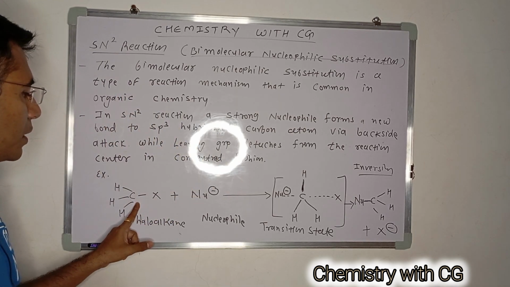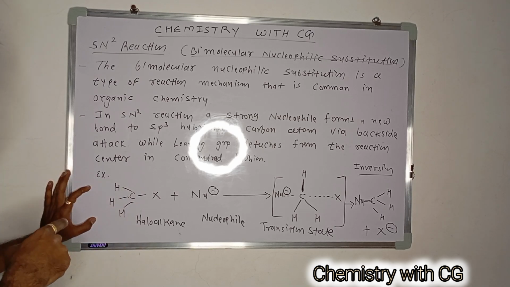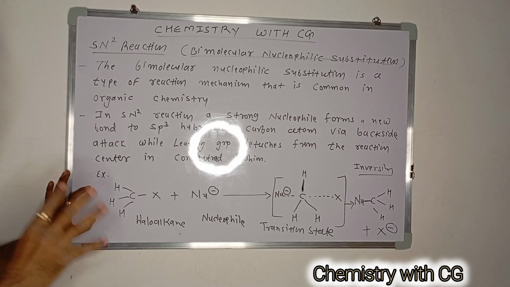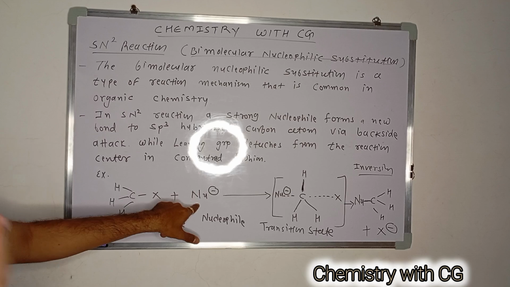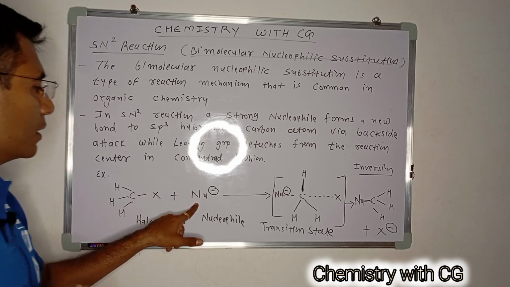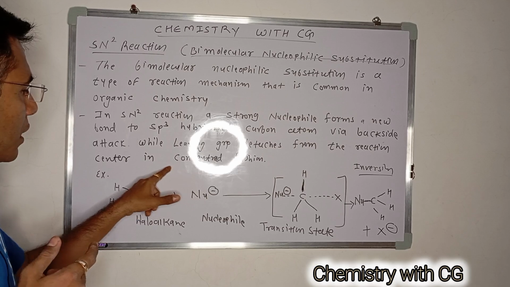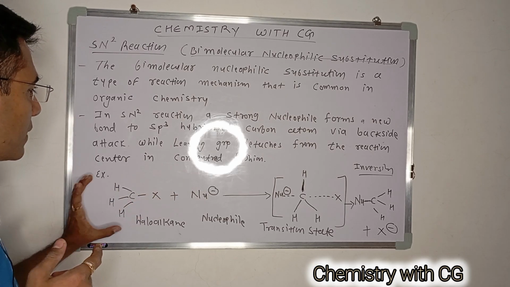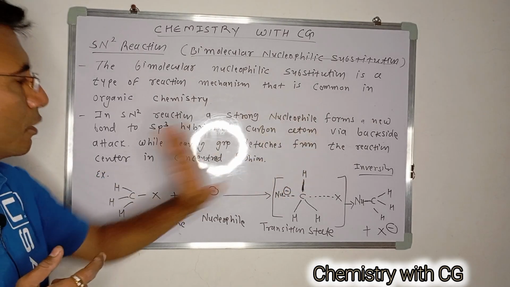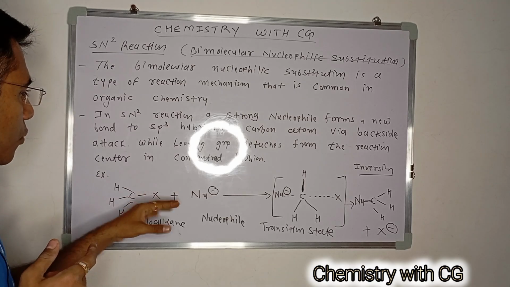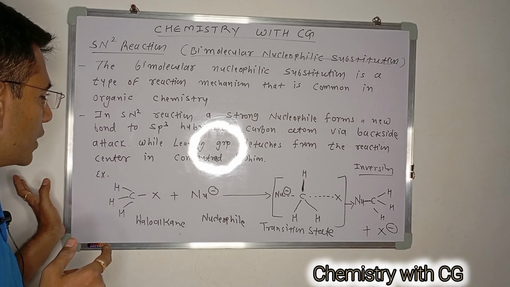Here we have an sp3 haloalkane which has 3 hydrogens and 1 halogen. Here we consider any kind of nucleophile. So here we have the nucleophile. This nucleophile attacks this carbon from the back side. Here I explain this thing to you. So it attacks from the back side, the side opposite from the halogen element.